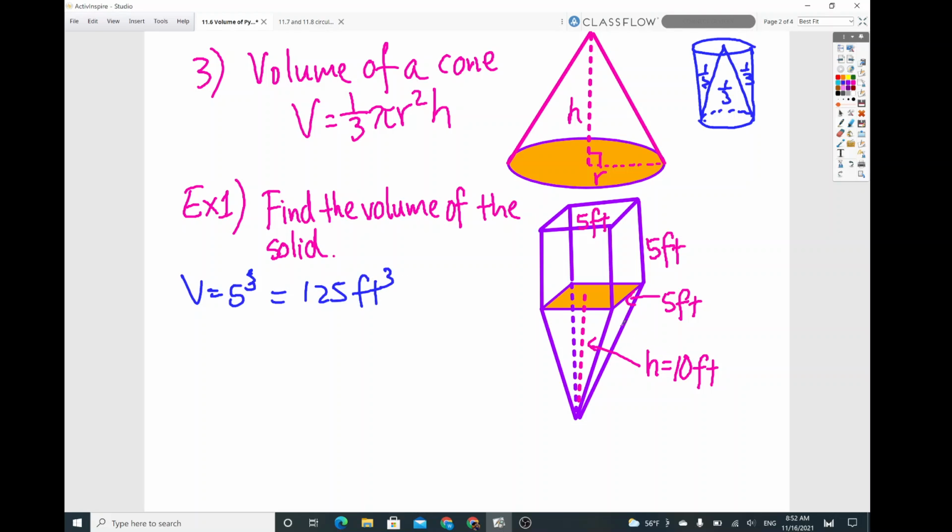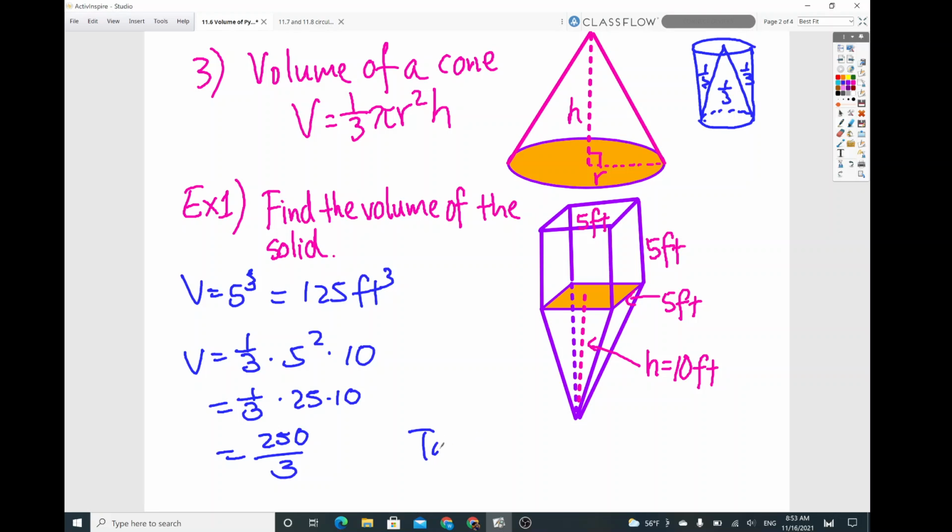And then to find the volume for the upside down square base pyramid, this one is 1/3 times the area of the base, which is 5 squared, and then times the height, which is given already, times 10. So it's 1/3 times 25 times 10, so it's 250 over 3. Nothing's divisible, it's not reducible, so we just leave it the way it is.